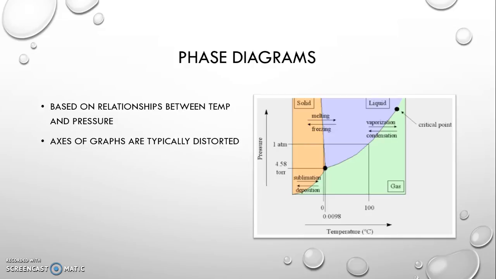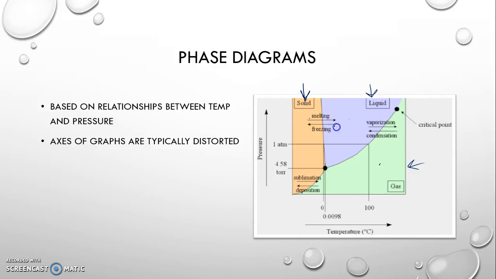Okay, phase diagram. So you're going to be working on this. This is based on the relationship between temperature and pressure of a substance. Make sure that you pay attention to the axes of the graph. Typically, on this graph, your y-axis is going to have pressure and you're going to have temperature here on the x-axis. If you have pressure on the y-axis and temperature on the x, then you should have a solid, a liquid, and a gas phase.